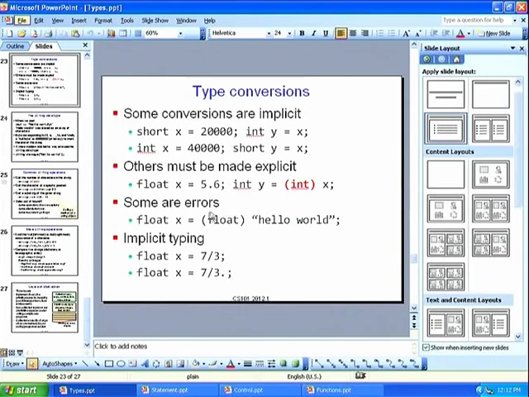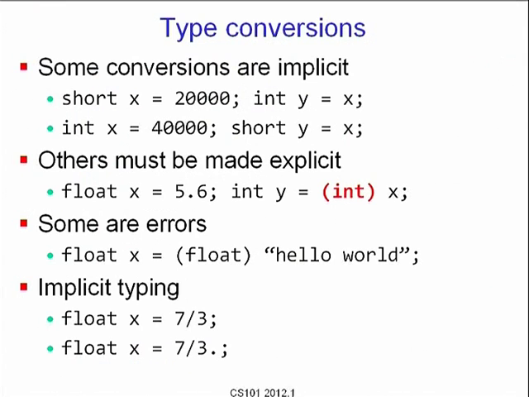What else is there to be careful about? So, does this make any sense? Float, if you put an int x, that's fine. Seems like the compiler is okay with it. Some could be errors. It doesn't make sense to take hello world and turn it into a floating point number, or does it? So, anytime you write something which looks absurd, you should try it out. You never know what will actually happen.